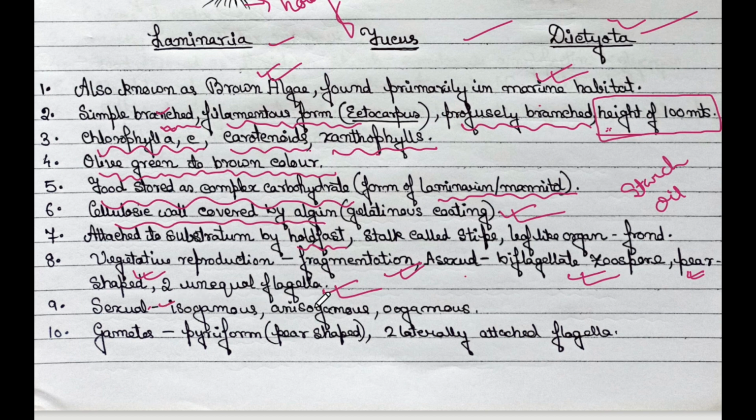Sexual reproduction can happen through all three ways: isogamous, anisogamous and oogamous. Okay, and the gametes will also be pyriform, that is pear-shaped. So it is now easy to remember that both the asexual zoospore and the sexual gamete are pear-shaped. And there will be two laterally attached flagella. In zoospore it is biflagellate, that is two flagella, and in gametes also two flagella will be there. The only thing is that in case of zoospore, the flagella will be unequal.